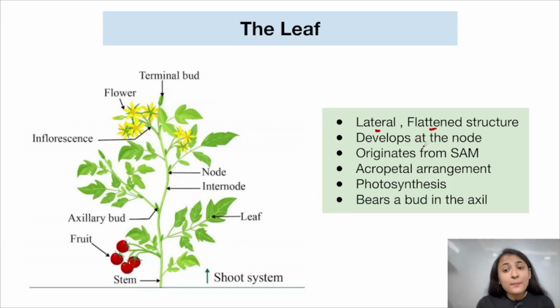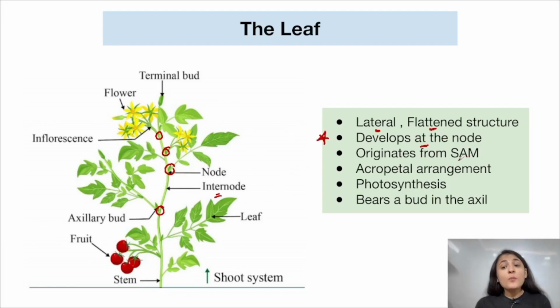They develop at the node. On the stem, several points are there from which the leaves arise. These points are known as nodes. We have also talked about this in our previous videos. So this point here where the leaf is arising, then this point, then this point. Each point on the stem where leaves arise is known as a node. In between two nodes, there is a space, a region known as the internode. So leaves always develop at the node.